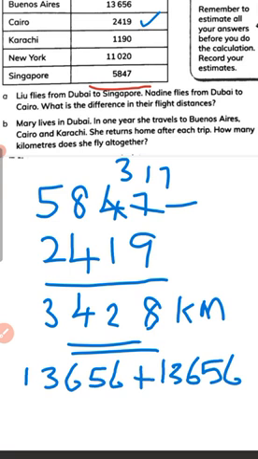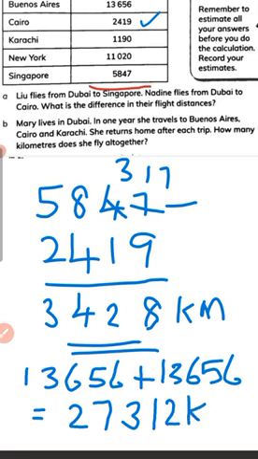So here we have to add these numbers 2 times. Our answer is 27,312 kilometers. Okay. That is from Dubai to Buenos Aires and from Buenos Aires to Dubai.